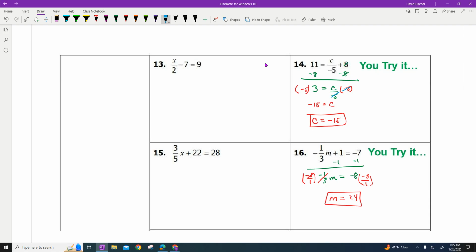Back to that rule, negative times positive is a negative. But I don't want to know what negative 15 equals. I want to know what c equals. So I want to flip it. Put it in standard form. Okay?